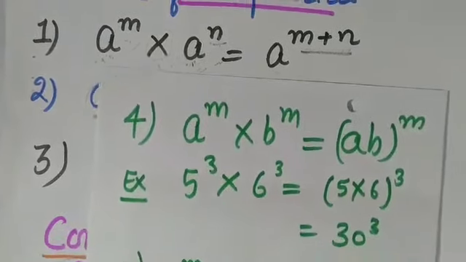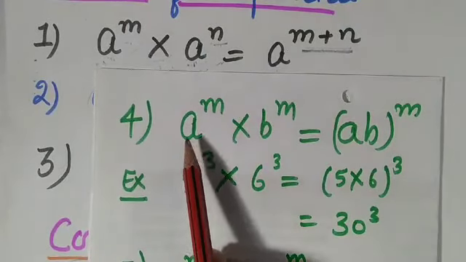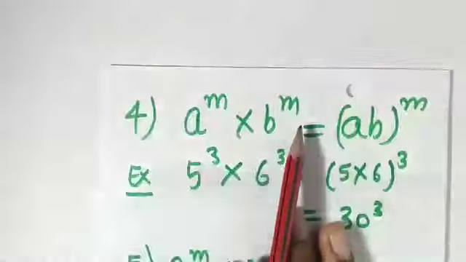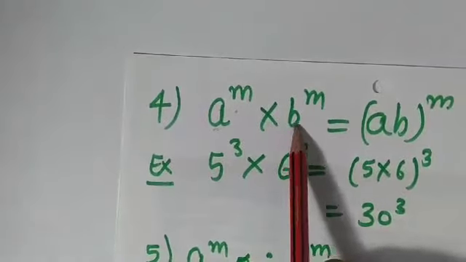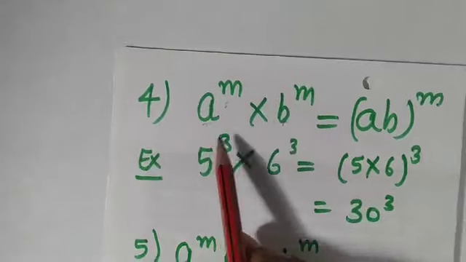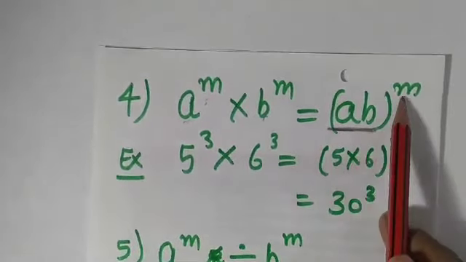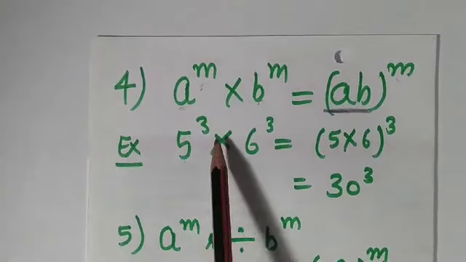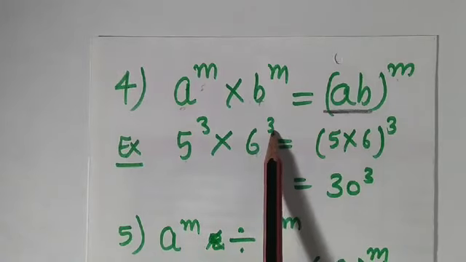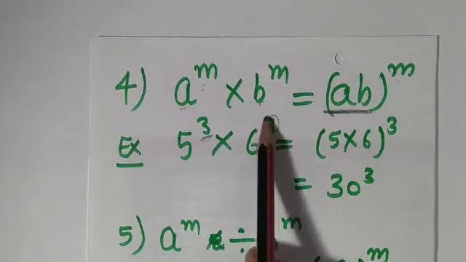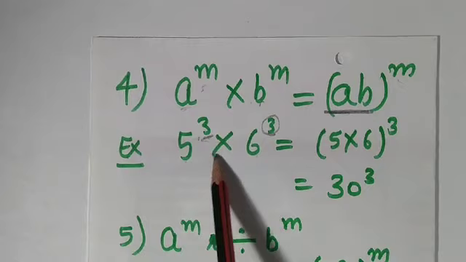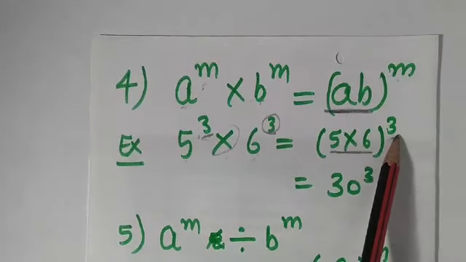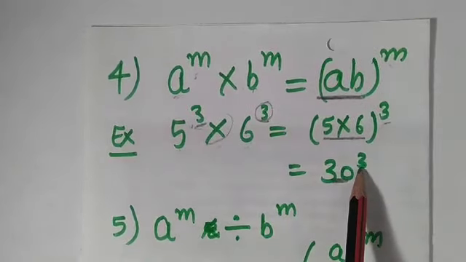Now we have started with the fifth law in this lecture. A raised to the power m into b raised to the power m. Here what I am observing, if the bases are different and powers are same, then this can be written in the form a into b whole raised to the power m. Let us consider one example. If you are multiplying 5 raised to the power 3 with 6 raised to the power 3, here I am observing the powers are same, and in between we have multiplication, so the bases get multiplied having the same power. So it will be 30 raised to the power 3.